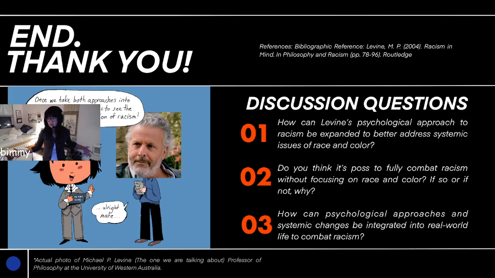So here are my discussion questions. Wait, what are you... Oh, clap, thank you. Okay, so first discussion question. How can Levine's psychological approach to racism be expanded to better address systemic issues of race and color? Do you think that it's possible to fully combat racism without focusing on race and color? If so, why or why not? How can psychological approaches and systematic changes be integrated into real-world life to combat racism?